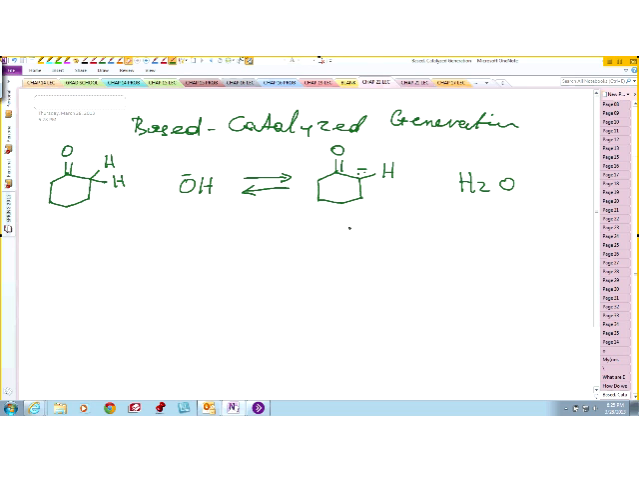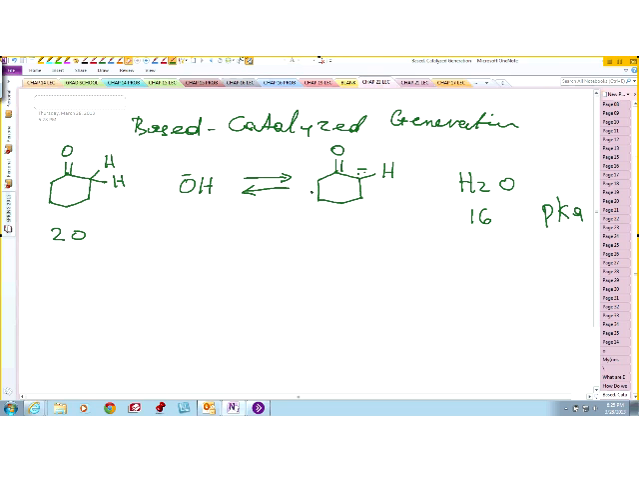If you take a look at this reaction here, we know that the pKa, which is a measurement of the strength of the acidity of an organic molecule, the pKa for water is about 16. The pKa for this hydrogen here, the alpha hydrogen, alpha to the carbonyl, is about 20. Now, this is an acid-base reaction.